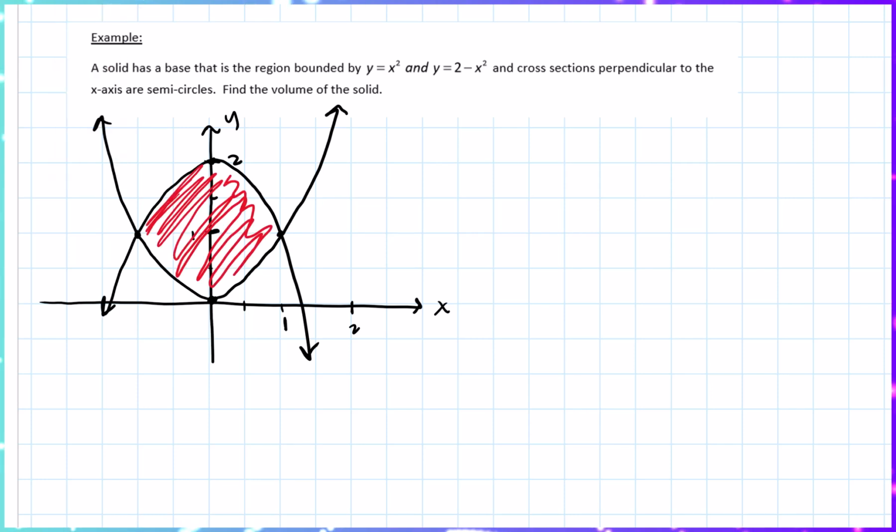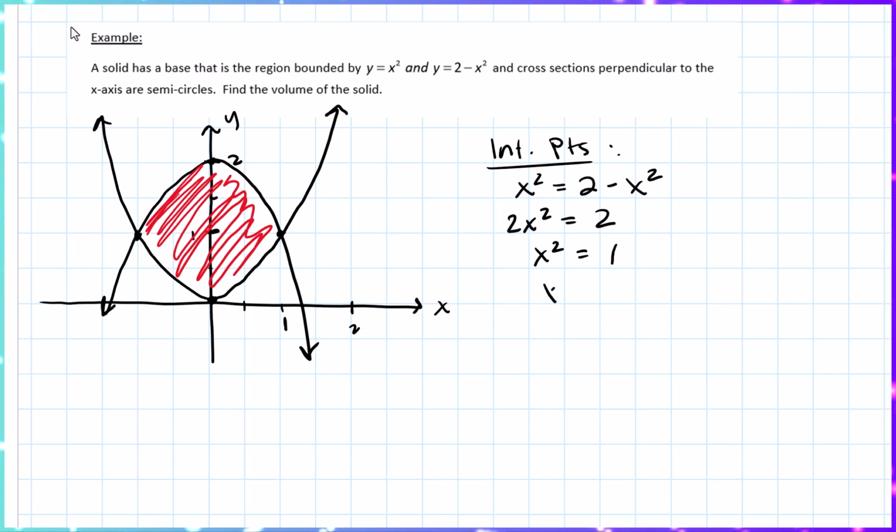All right, so there is the region that we're talking about. In terms of intersection points, I did that based on just parabola knowledge, but if I wanted to know what these two intersection points are, remember to find intersection points, we can just set our two curves equal to each other and solve, and we find that x is plus or minus 1. So at -1, we're at 1, and at 1, we are also at an output value of 1. So this is (1, 1), and this is (-1, 1).